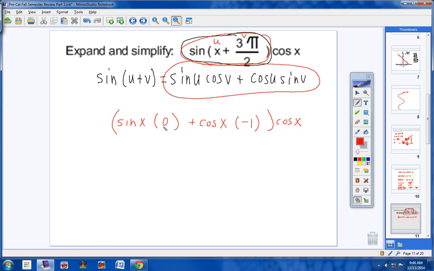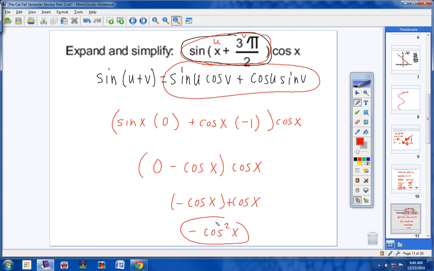So sine times 0 is 0. Plus cosine times negative 1 would be negative cosine x. All of that times cosine x. 0 minus cosine is negative cosine times cosine. Well, a negative times a positive is negative, and cosine times cosine is cosine squared. Look at that. This whole expression here simplified all the way down to this expression here.